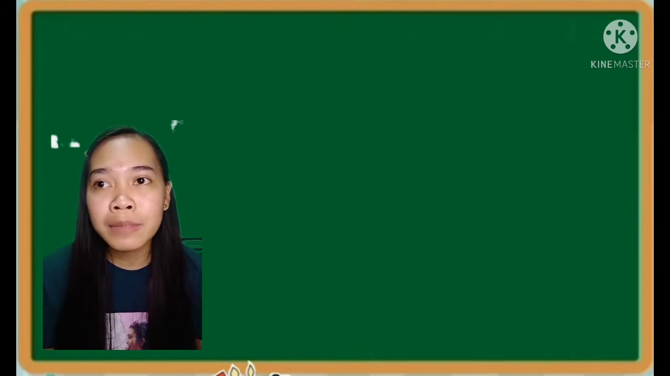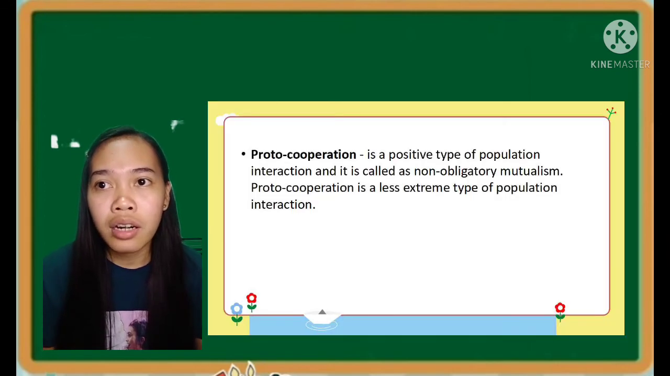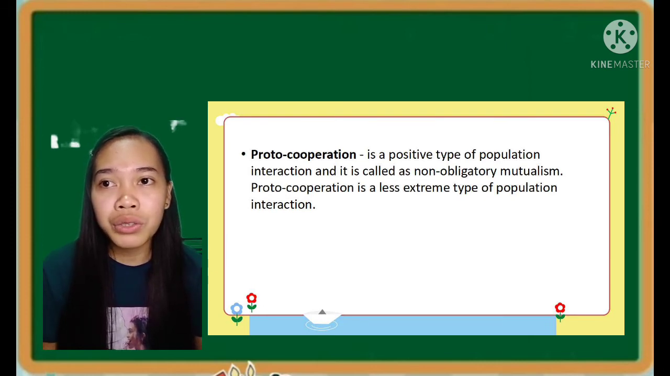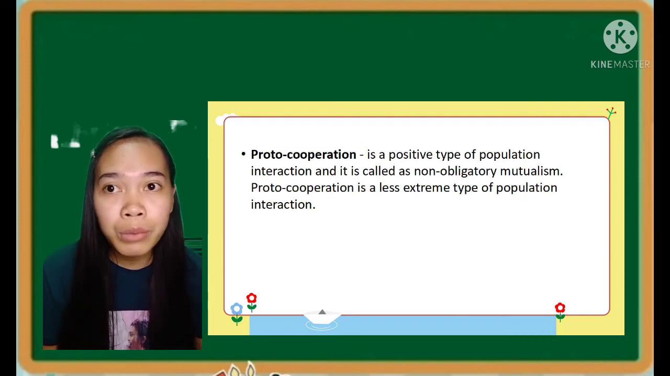So lastly is proto-cooperation. Proto-cooperation is a positive type of population interaction and is also called non-obligatory mutualism.